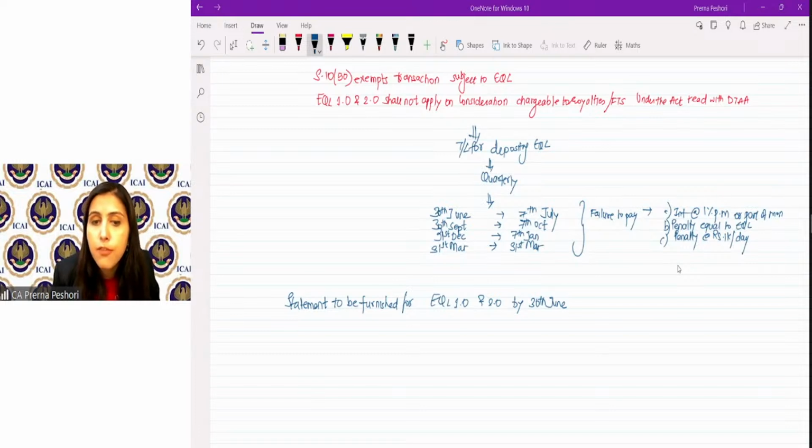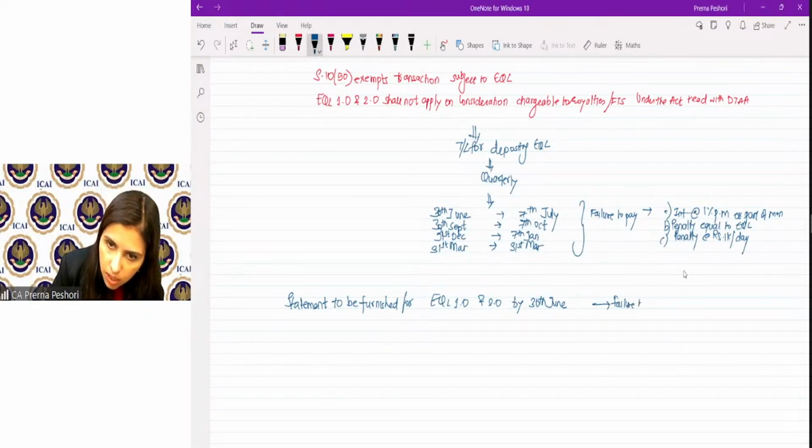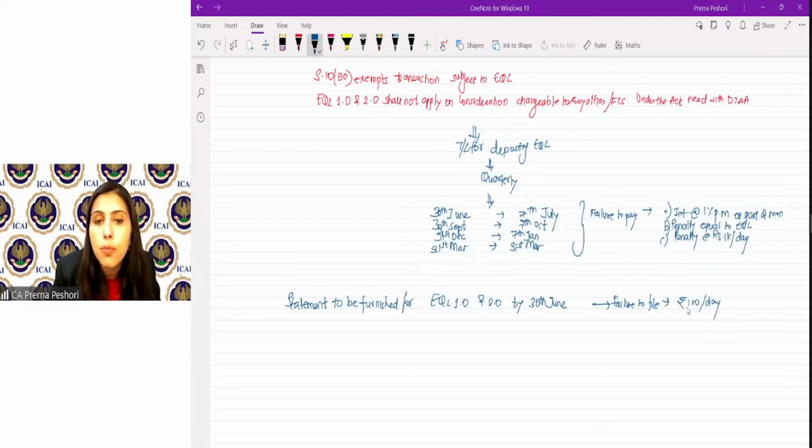Clear? And if you fail to furnish this statement, there will be penalty of rupees 100 per day.